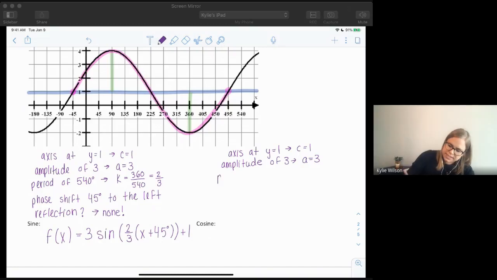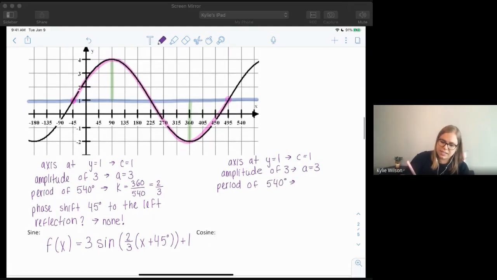We still have our period of 540, which we can double check for our cosine. So remember, our cosine starts at a maximum here and goes down and back up to the maximum. So our maximum's a little bit off, but we should have a period of 540 still. So K equals 2/3.